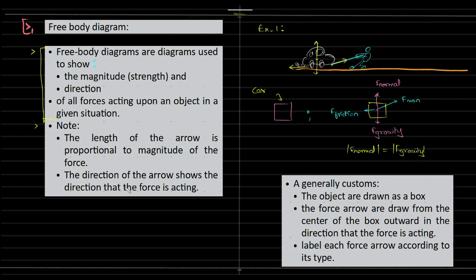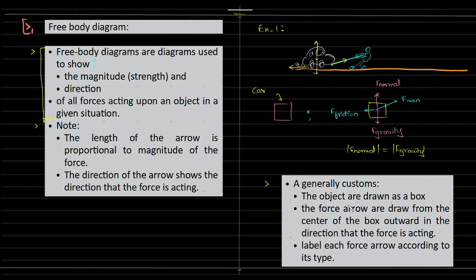The direction of the arrow shows the direction that the force is acting in. So you can see over here the directions are up, down, left, right. Not exactly right, but you got this right. A slanted arrow, is it not? So the arrow indicates what direction we are talking about. This is a custom, it's not a rule.